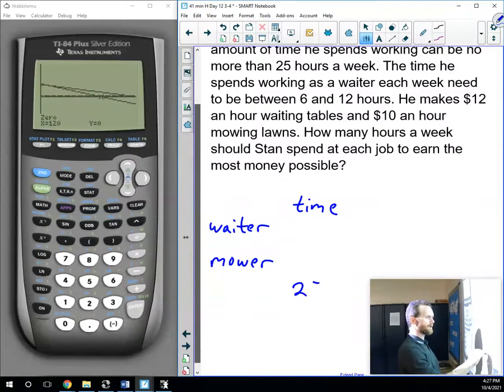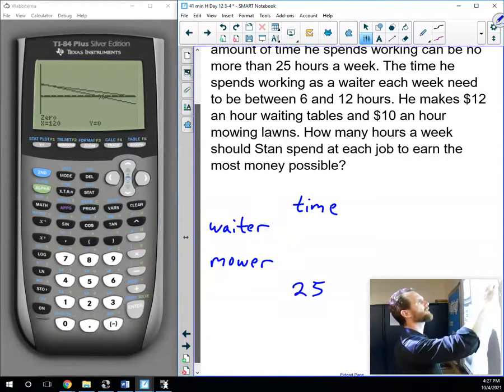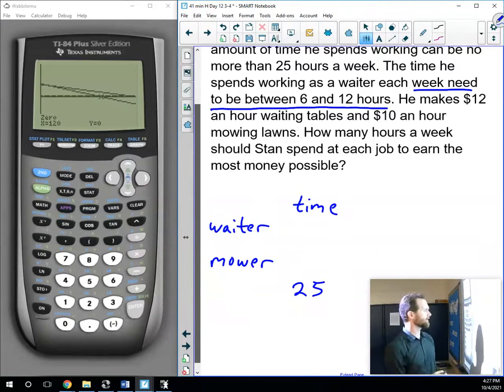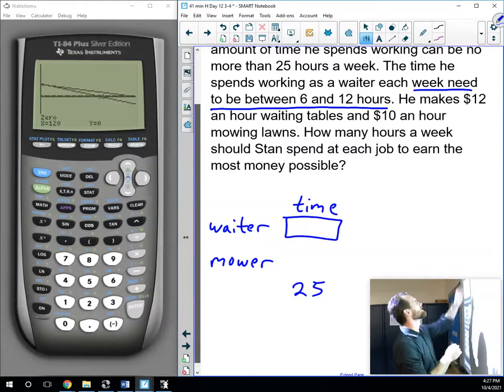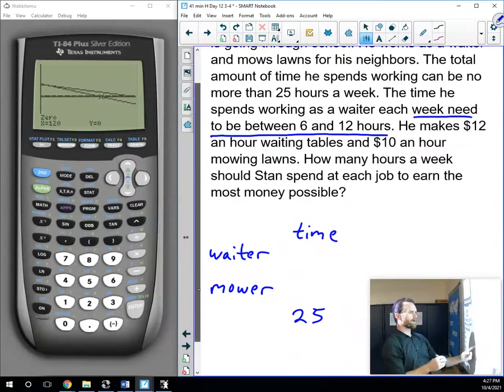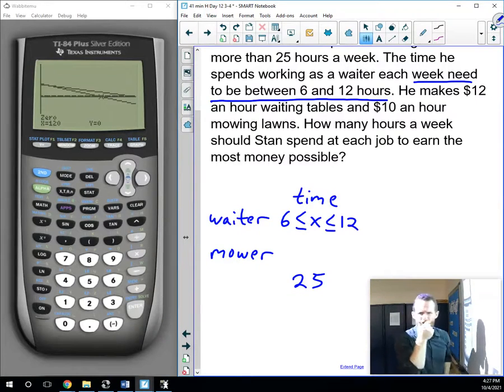25 is the constraint. Okay, the constraint on both of them. The time he spends working as a waiter each week needs to be between 6 and 12 hours. All right, that's kind of weird. It needs to be between 6 and 12 hours. I guess we can put that right here. Whatever. So basically, we'll make this x. So this is saying x, this time, has to be between 6 and 12. All right.